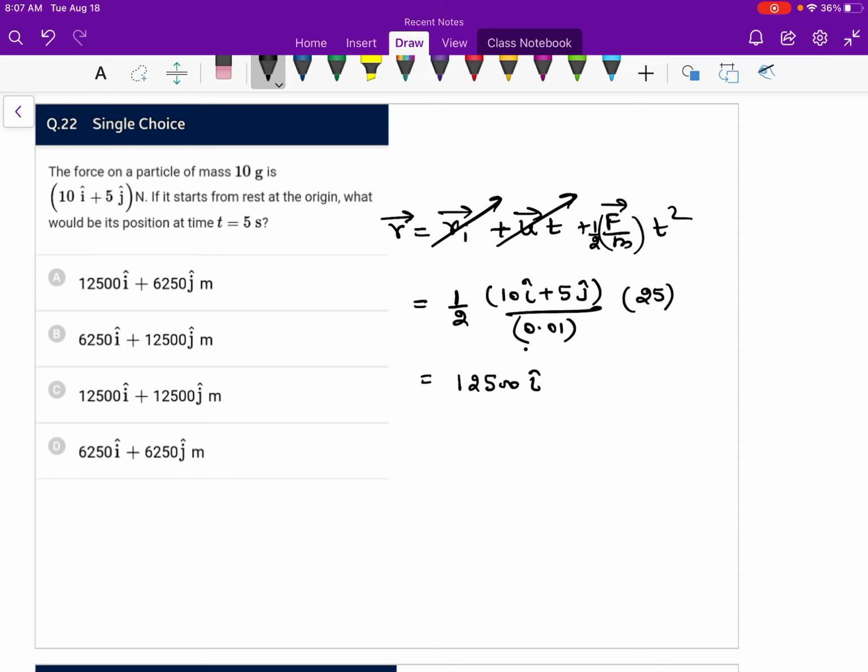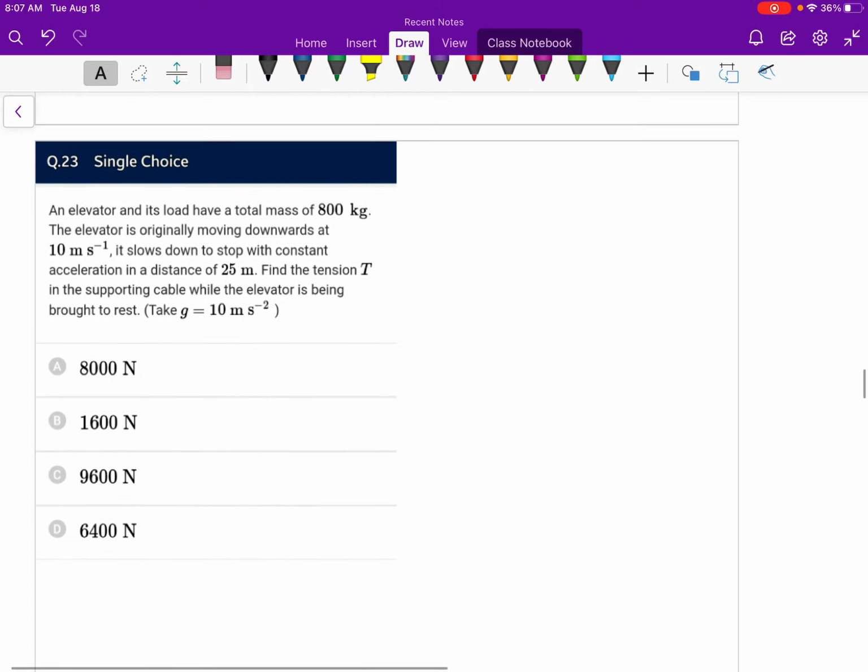Then 2500 into 2.5, that is 250 into 25, that is 6250. So plus 6250 J cap meter. So 12500 I cap plus 6250 J cap. So B, A is the correct option.